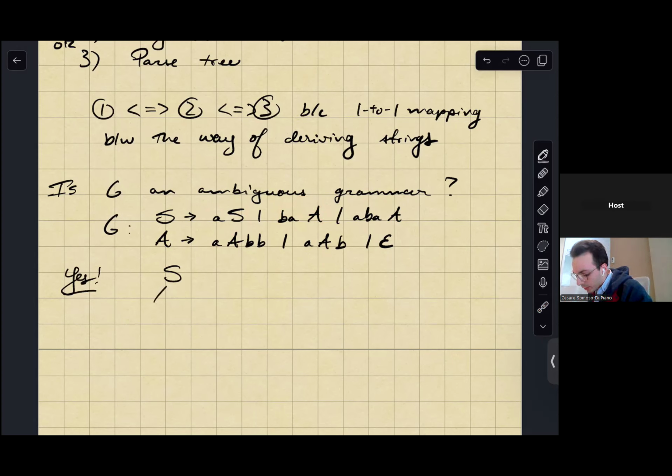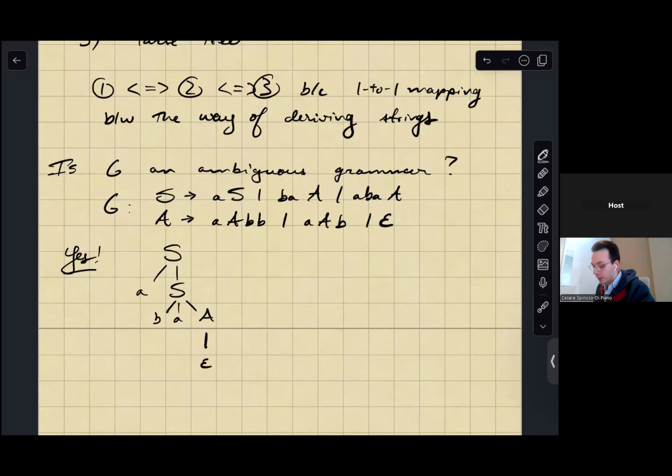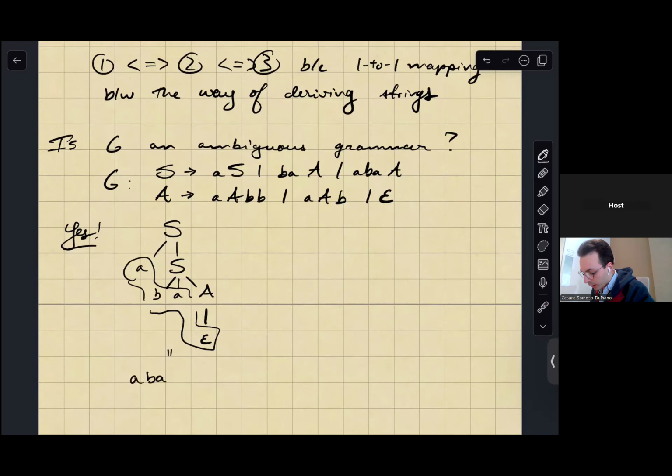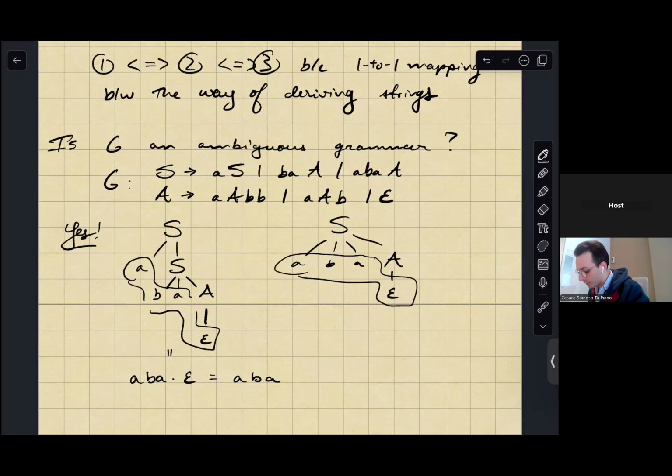So S could be derived: you could replace S with AS, and then you could replace this with BA, and then A, and then this A could be replaced by epsilon, and then the yield of the parse tree would be ABA epsilon, which is just ABA. Or you could use a different parse tree where you have A, B, A, and then A can be replaced with epsilon. And here, this yield is also the same, right?